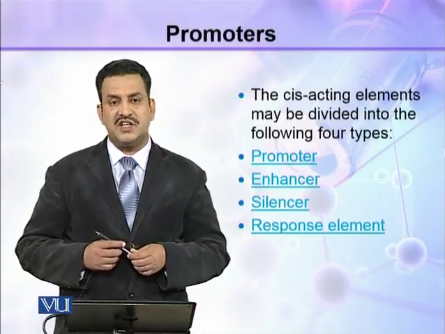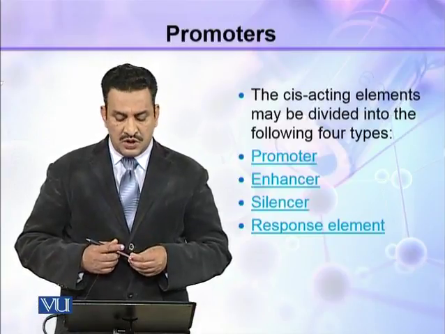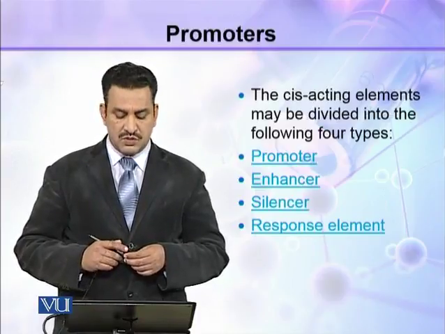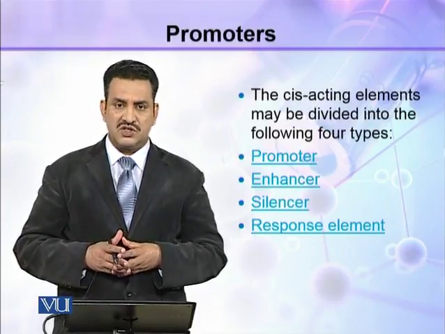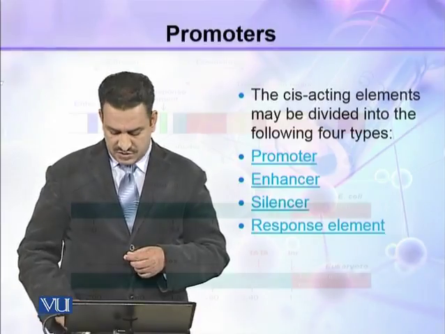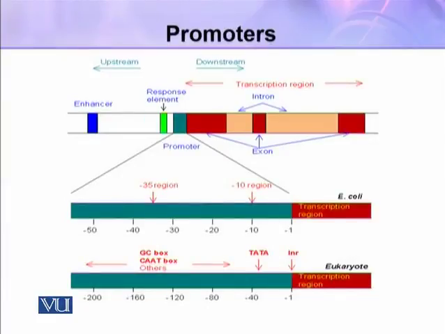The cis-acting elements may be divided into the following four types, that is promoters, enhancers, silencers and response elements. This is the structure of a promoter. This is the promoter, and this one is the enhancer. And this is the whole gene, you can say.